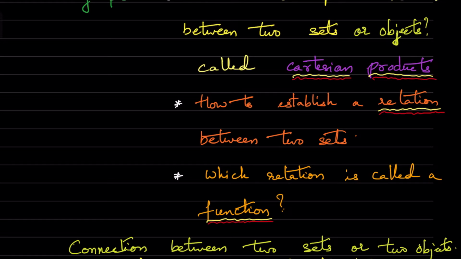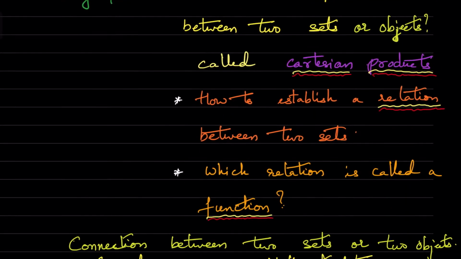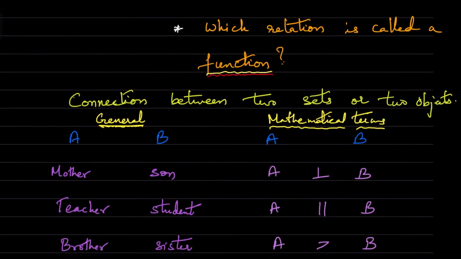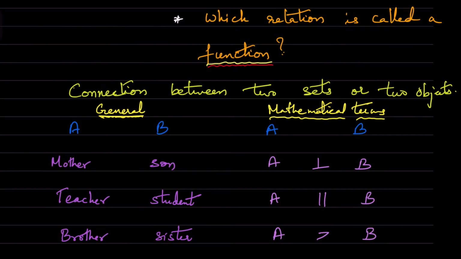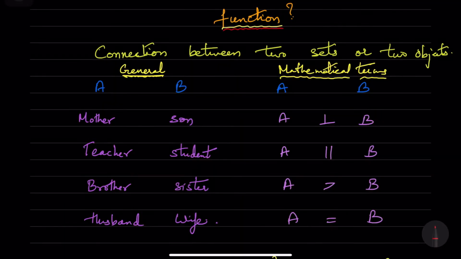Going into the first topic, that is how to develop a connection between two sets. Just look into this. Now two sets or two objects, whenever you're taking a connection, it means between two things or two objects or two sets we have to compare. In general, I have taken these examples. In mathematical terms also you can have connections, isn't it? So what are those connections?